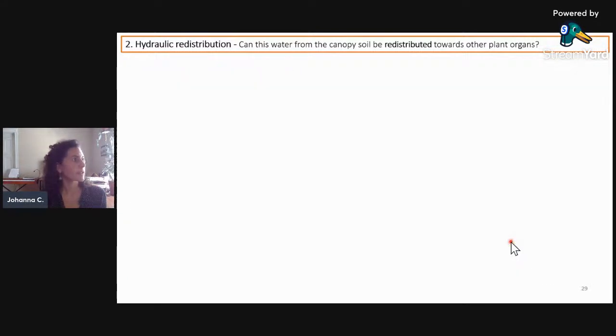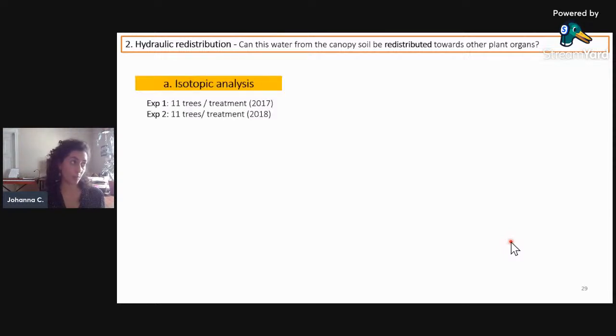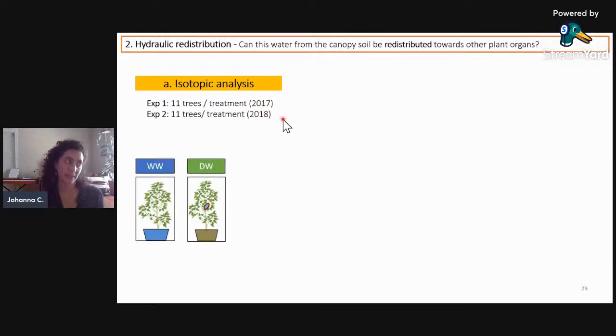Okay, so in order to know if there was actually hydraulic redistribution, we applied 2 different methods. The first one was an isotopic analysis. We did 2 different experiments in 2 different years. And we used 2 treatments in this case. We don't have the completely dry. We have the well water plants as control plants, and then we have the plants with the canopy soil. And then we use heavy water.